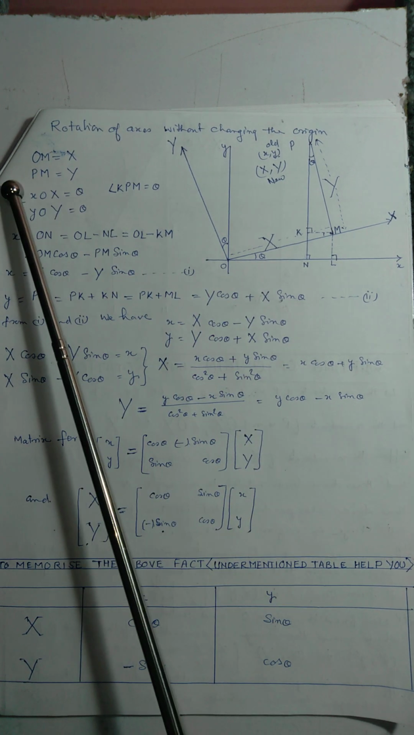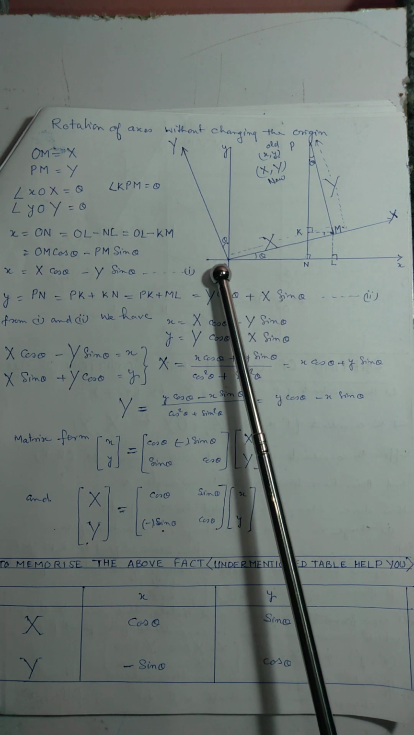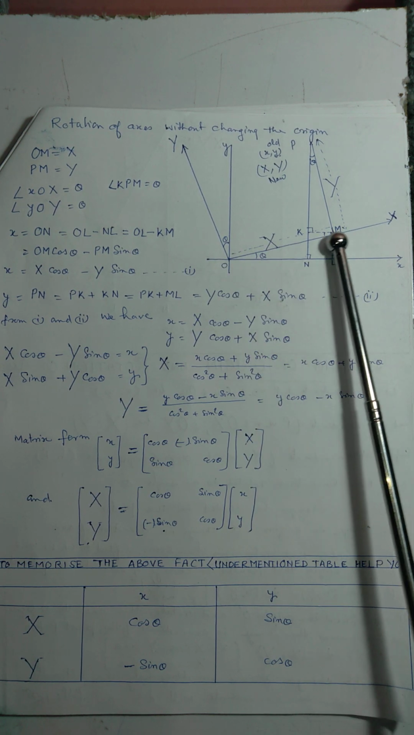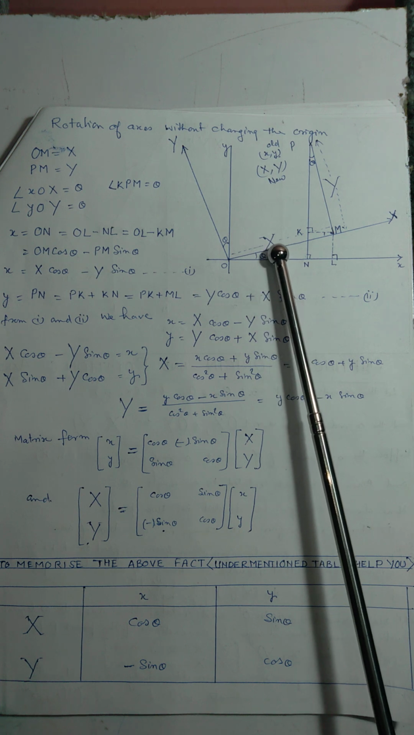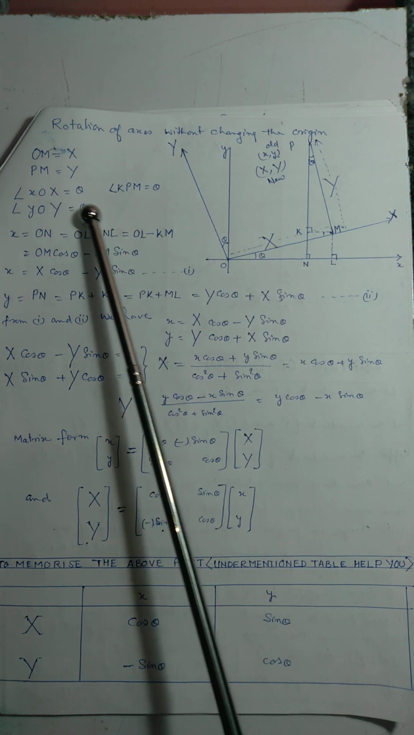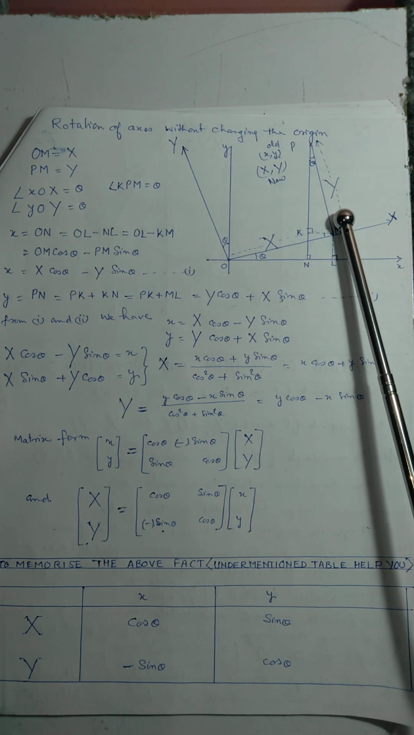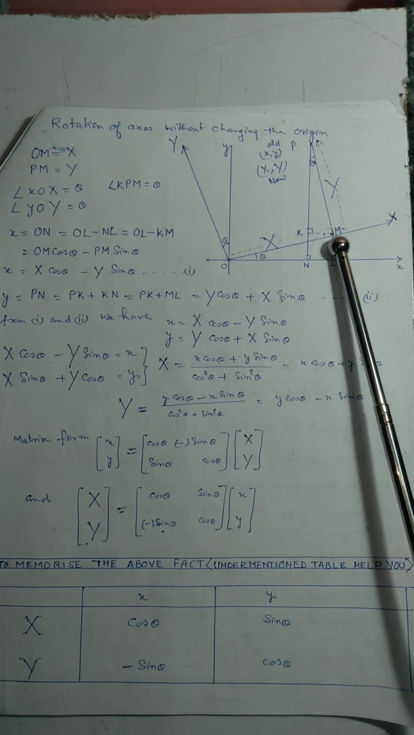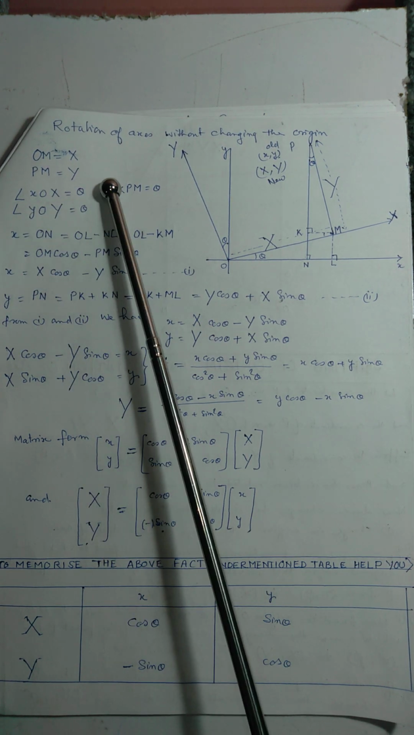So here I mentioned OM is equal to capital X. You see OM, this distance, that will be for the new axis, that is OM, capital X I have mentioned here, and PM. PM means when you drop a perpendicular to OX, that will be your ordinate, or you can say capital Y. So here PM is equal to Y.